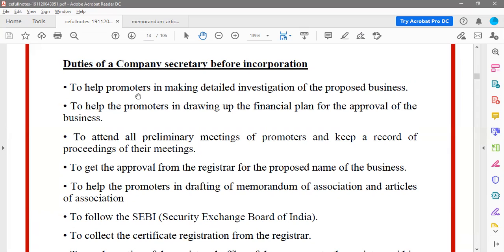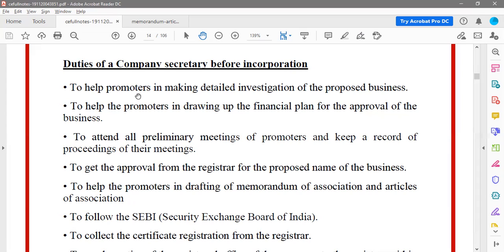And then the company secretary will attend all the basic meetings and any discussions. In all the meetings, the company secretary will have to attend and make note of whatever happened in the meeting. Once they know whatever happened in the meeting, they will be able to summarize that and help the promoter or the owner to understand and move further for the business.